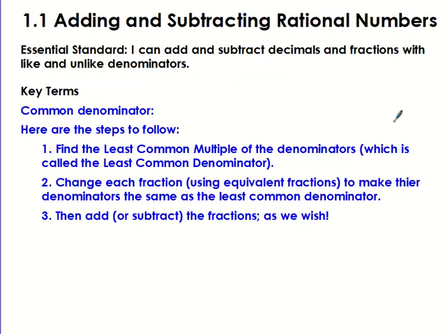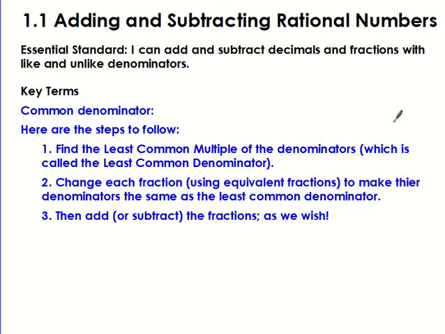All right, some more review. This is 1.1, adding and subtracting rational numbers. So we're only going to be adding and subtracting today. Remember, rational numbers covers decimals and fractions. So our standard for today is I can add and subtract decimals and fractions with like and unlike denominators.